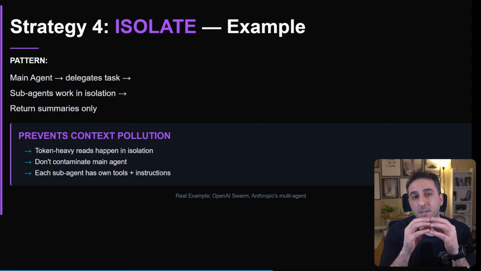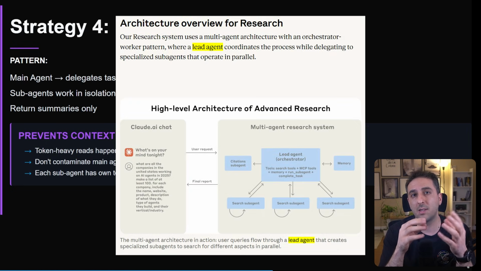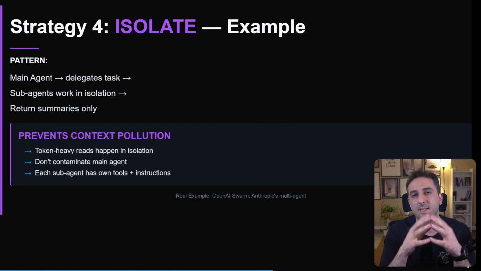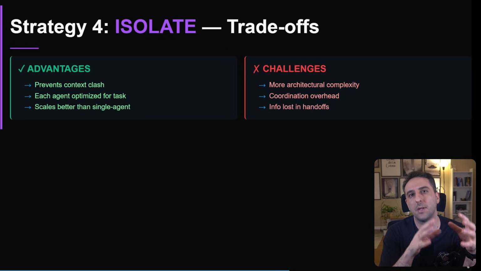This solves a specific problem called context pollution. Imagine we need to read through a massive log file to find a piece of information. If the main agent does that, its context gets filled with thousands of lines of logs. But if a sub-agent handles it and returns just the answer, the main agent's context stays clean. OpenAI Swarm and Anthropic's multi-agent systems both use this pattern extensively. And with this strategy, we can prevent context clash because each agent is optimized for its specific task. So the system scales better than trying to build one super agent.